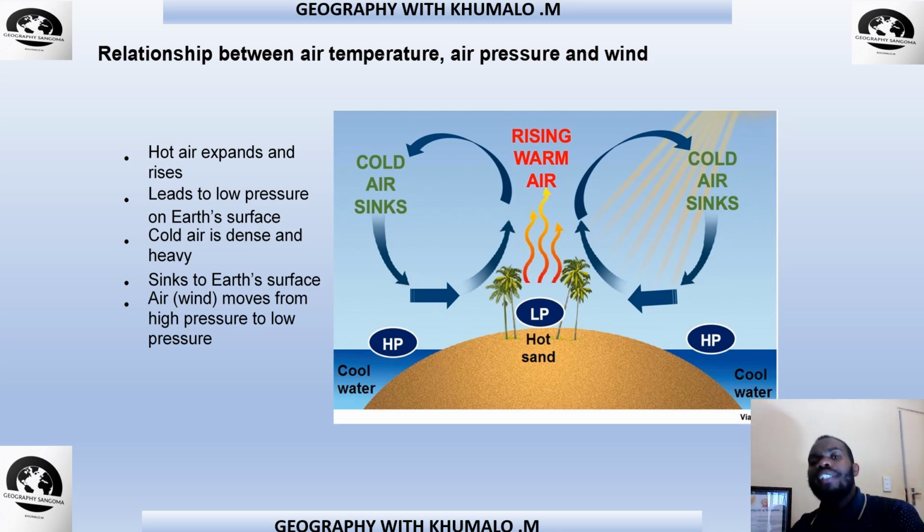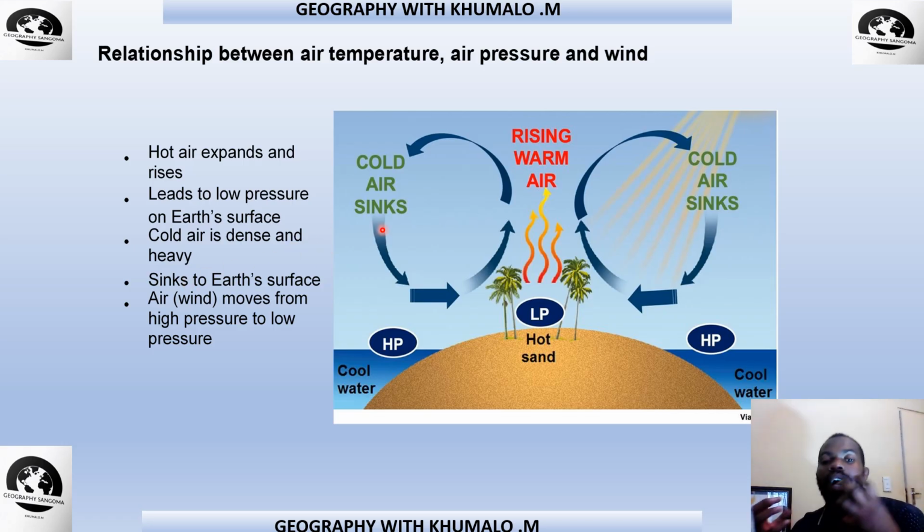Another thing that you have to understand and remember, grade 11s, is the relationship between air temperature, air pressure, and wind. Now, hot air expands and rises. So the hot air will expand and it will rise. This leads to low pressure on the Earth's surface. Cold air is dense and heavy.